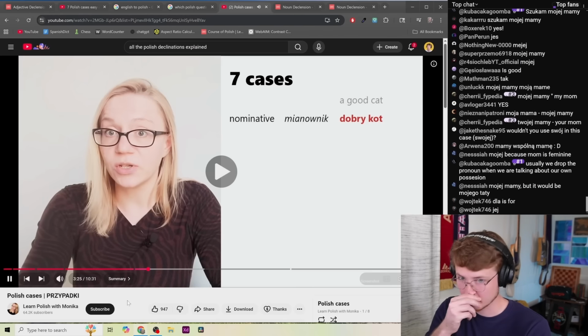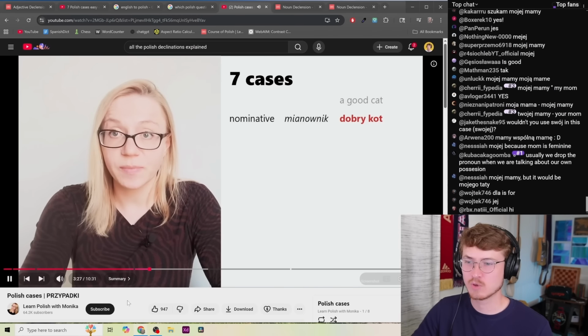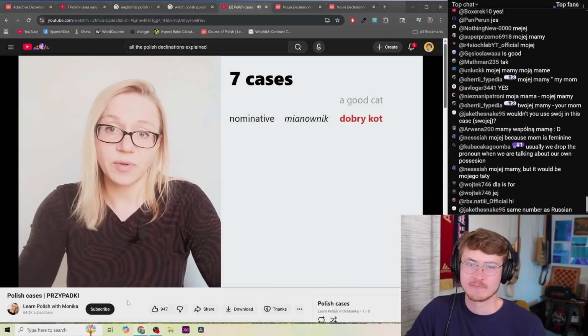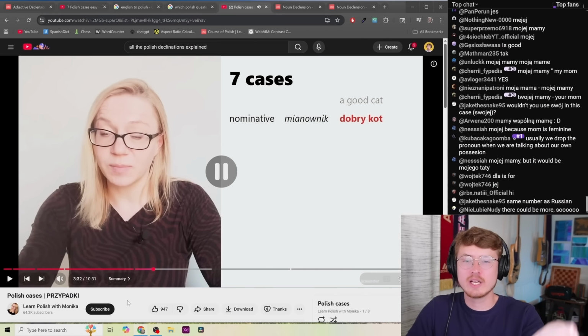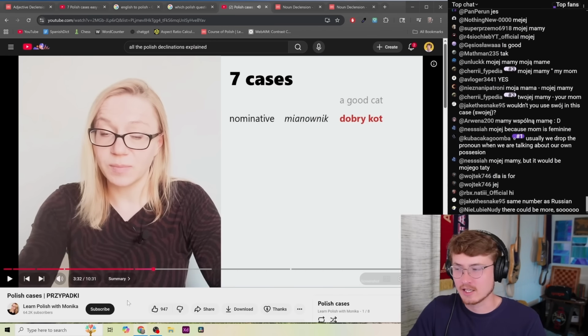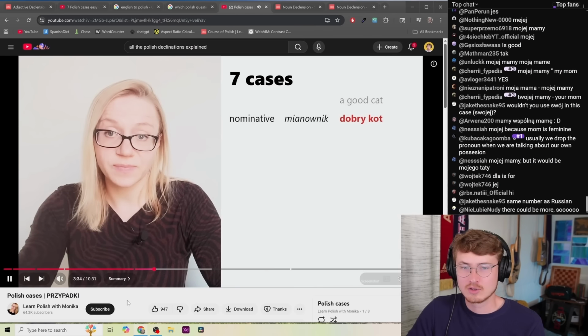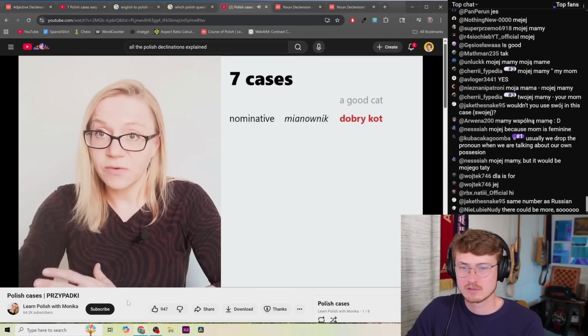Nominative. We got it down. In Polish, mianownik. That's what nouns start as. And here is an example: dobry kot. This is what we need, the adjective with the noun. Dobry kot means a good cat. So this is the basic form.